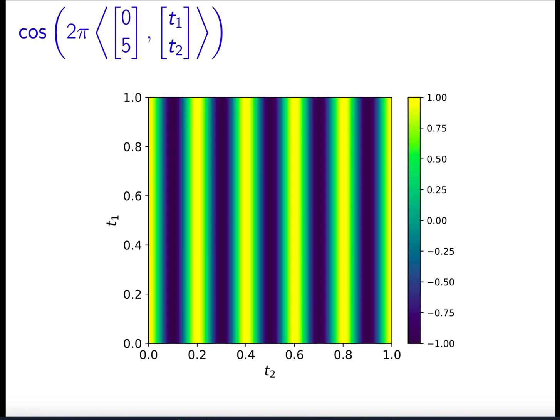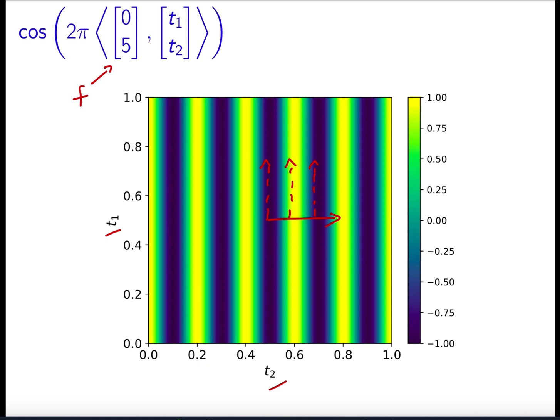So now let's take a look at the picture. So here, f is the vector (0, 5). And here we're plotting the function with respect to t1 and t2. So f basically points in this direction. And you can immediately see that in directions that are perpendicular, orthogonal to f, the function remains constant.